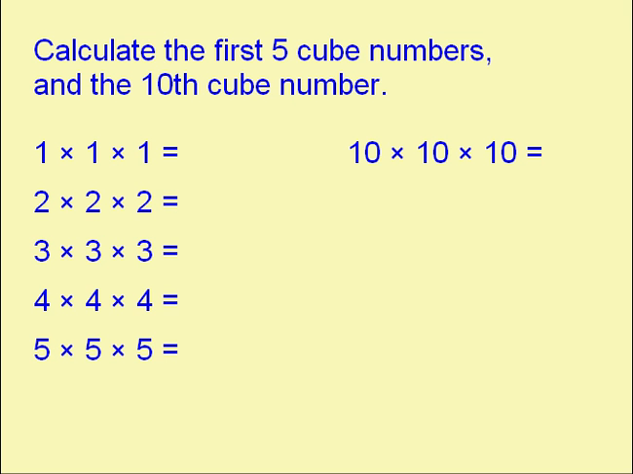For the first one, we know that 1 times 1 times 1 is 1. For the second one, 2 times 2 is 4, times by 2 again is 8. Now try to find the answers for the other questions. Press pause and have a go. When you're ready, press play. Here are the answers.